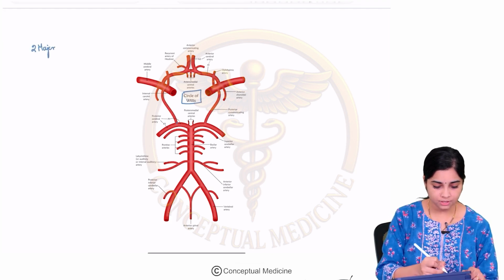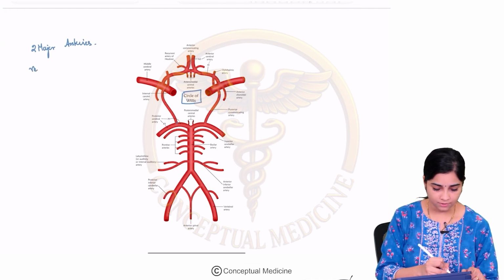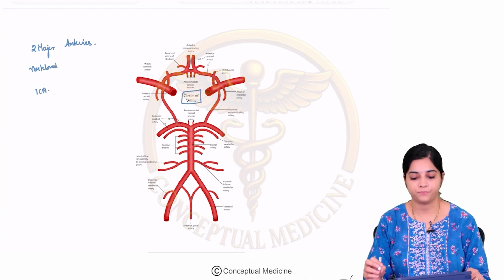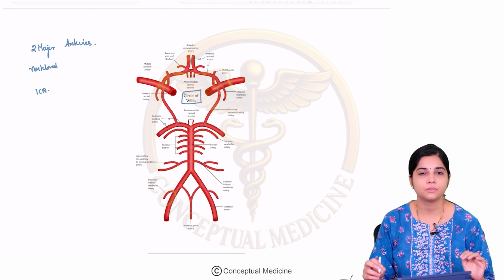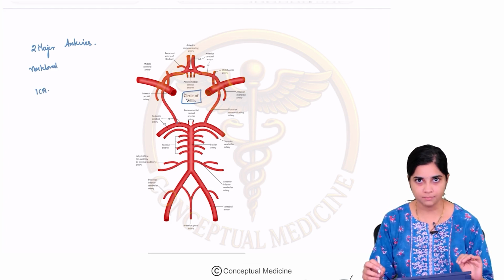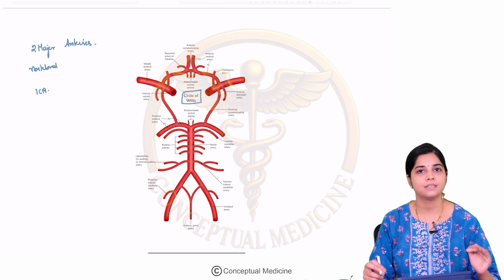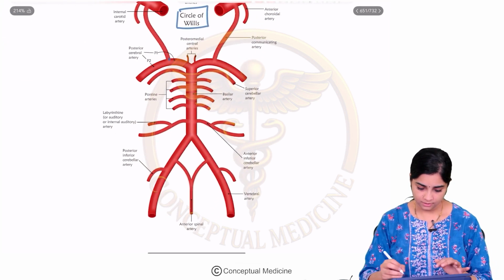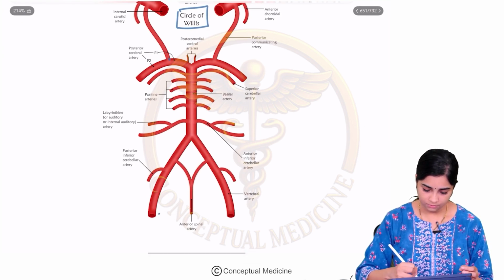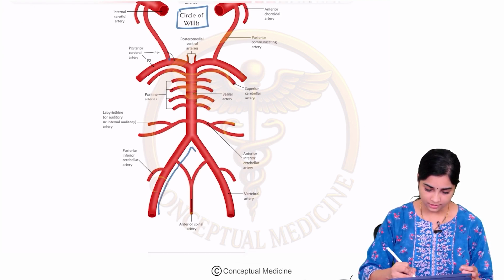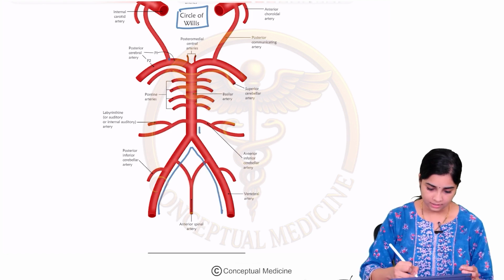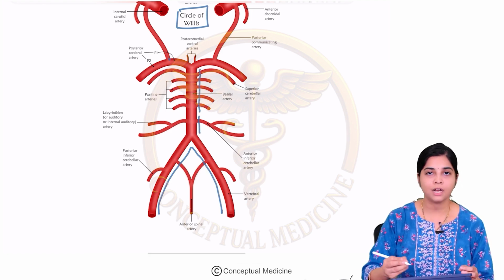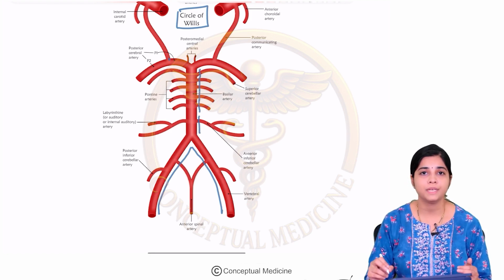The two major arteries which contribute to the formation of the circle of Willis are the vertebral artery and its branches, and the internal carotid artery and its branches. As you can see here, the two vertebral arteries join together to form the basilar artery.